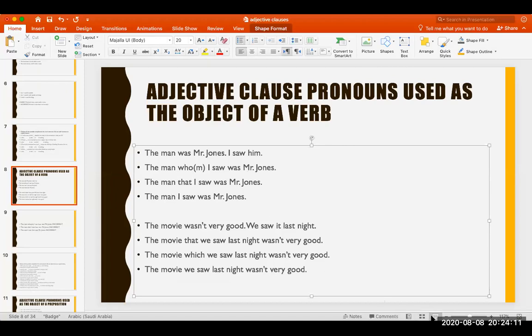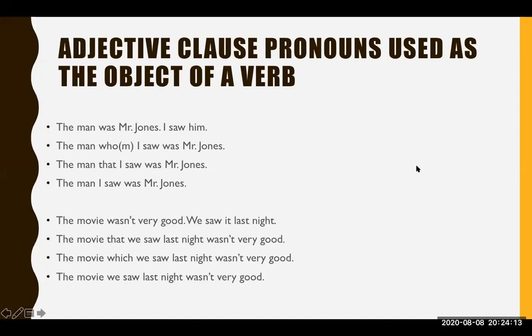Now, remember this is important. If the adjective clause is object, it can be deleted. Look at this sentence. The man I saw was Mr. Jones. Originally, it is the man I saw, the man whom I saw, or that I saw was Mr. Jones. So look at how many options you have. The man whom I saw was Mr. Jones. The man who I saw was Mr. Jones. The man that I saw was Mr. Jones. The man I saw was Mr. Jones. A beautiful way of, again, varying your sentence structure.